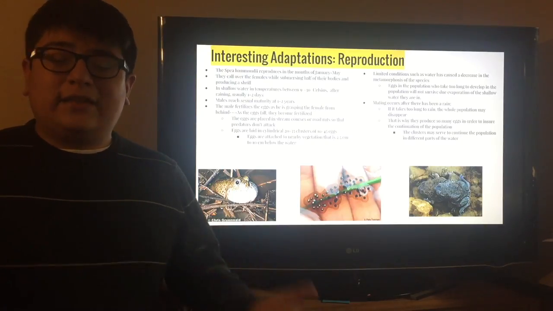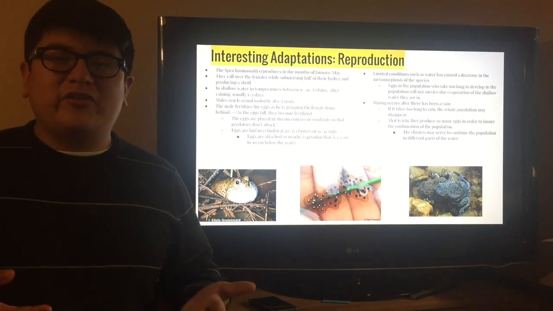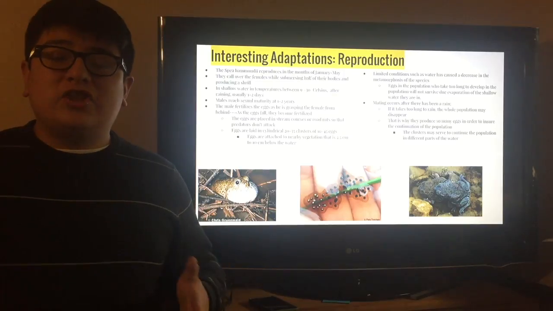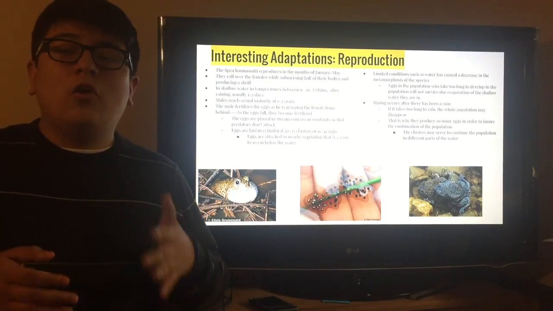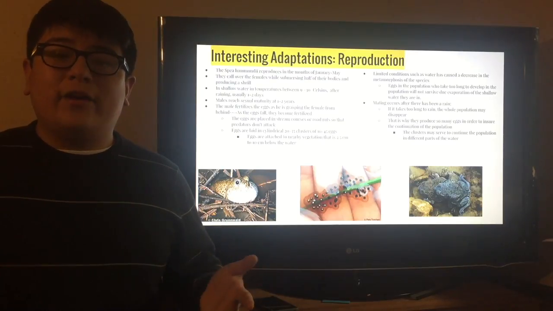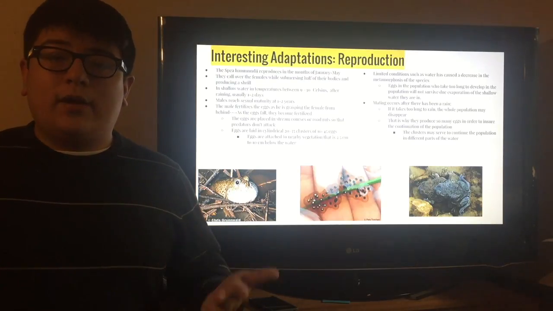So the eggs are laid in cylindrical clusters, 10 to 35 clusters, each containing between 10 and 45 eggs. And they're laid near vegetation, usually 2.5 to 10 centimeters below the water, so that the offspring can have local vegetation to eat from when hatched.